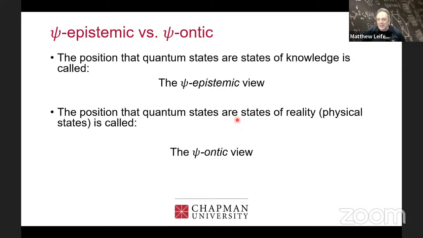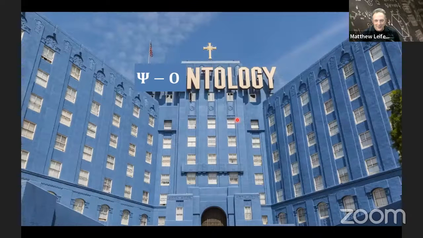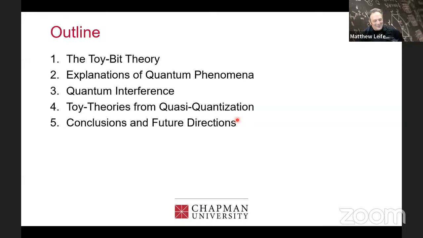The psi-epistemic point of view has a lot of virtues, and one of the points of Spekkens' toy theory was to point that out. If you take the psi-ontic view, then you are a psi-ontologist. So as you can maybe tell from this, I prefer the psi-epistemic point of view. Okay, but let's move on.